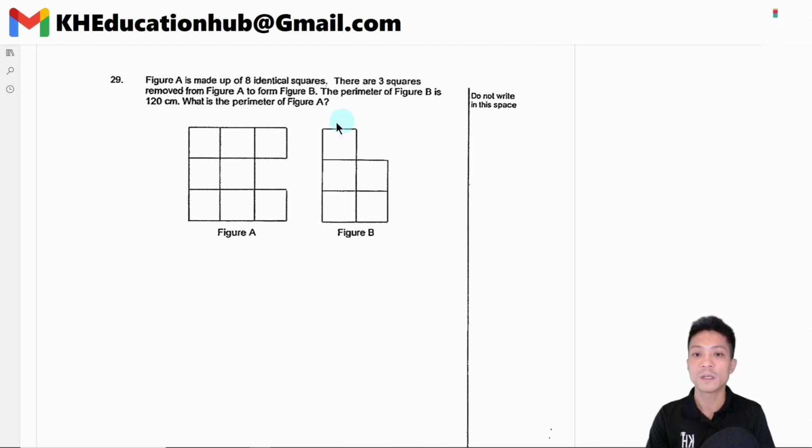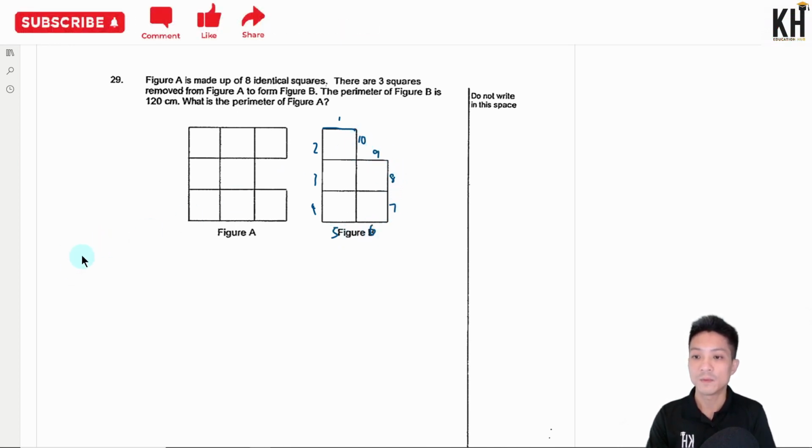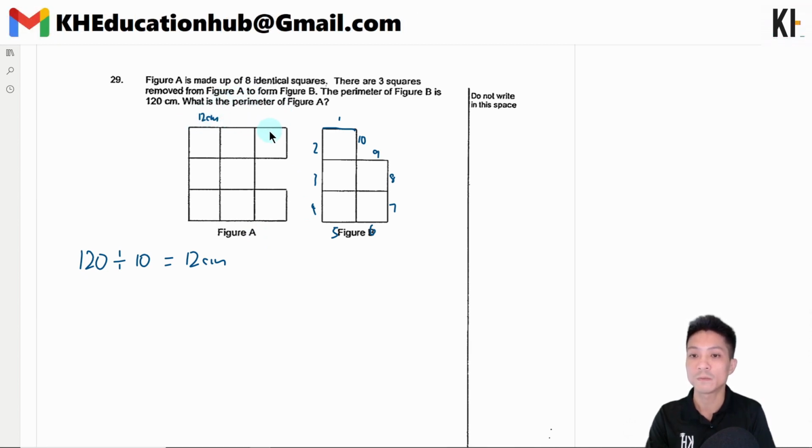Okay, so I'm gonna figure out what is the length of each side over here. There are 1, 2, 3, 4, 5, 6, 7, 8, 9, 10 sides. So the first thing I'm gonna do is 120 divided by 10, which will give me 12 centimeters. Which means that one of these is 12 centimeters, right? Same thing, I'm gonna count how many sides there are, then I'm gonna times 12.